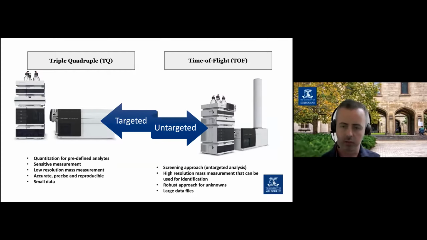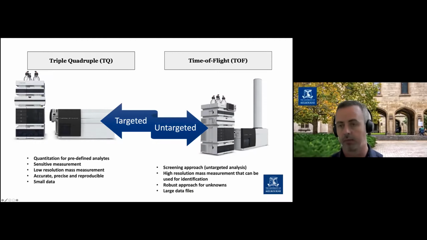Okay, so they're complementary, and you still need both approaches. You can't replace one with the other at the moment. So triple quad is typically the way that everyone does quantitation. It's only possible for predefined analytes. You won't see anything else. It's sensitive, and it has accurate, precise, and reproducible data.